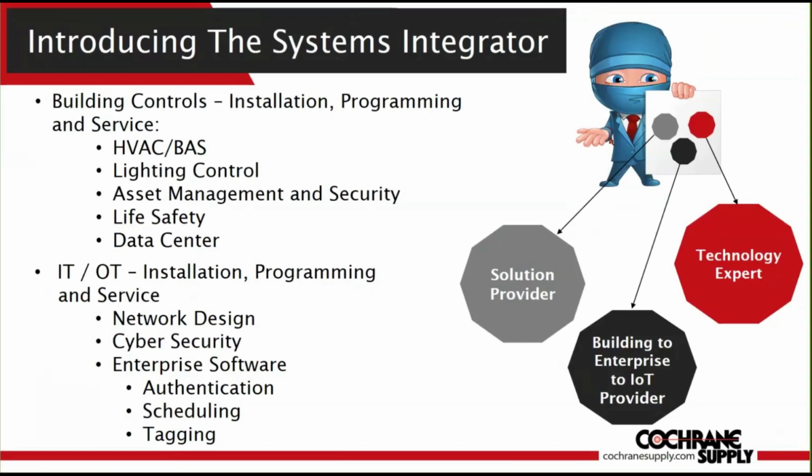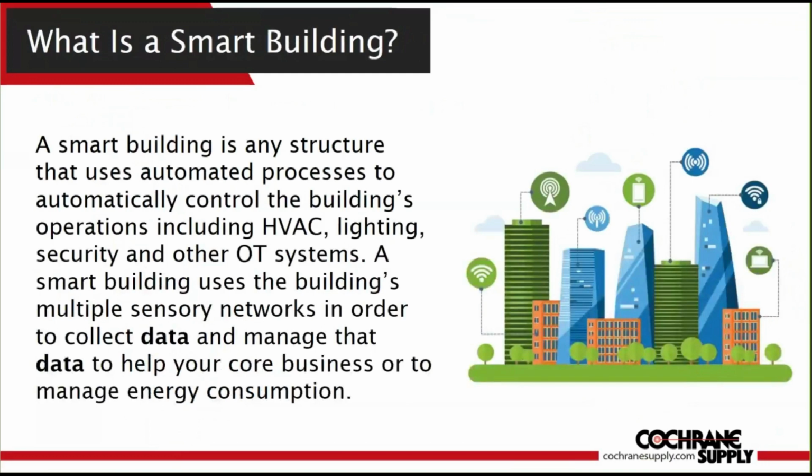So now what happens? We hit the smart building craze. So what is a smart building? There's a lot of definitions out there as to what a smart building is, but a smart building is pretty simple. A smart building is a building or any structure that takes all these different sensory networks and the devices in these sensory networks that collect data, and allows you to manage this data so that you can use it for anything from analytics to any other applications that you want to use to improve your core business or to improve energy consumption, right?